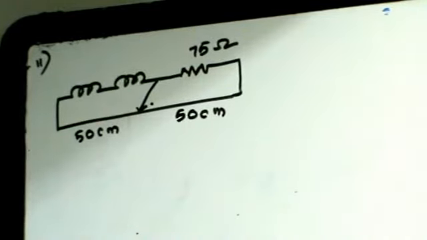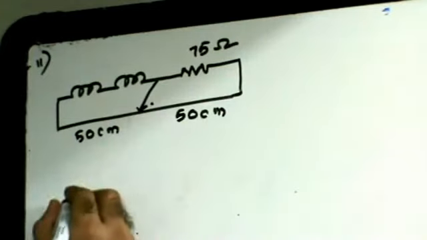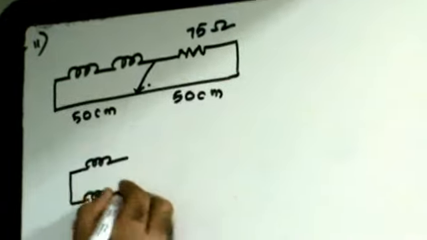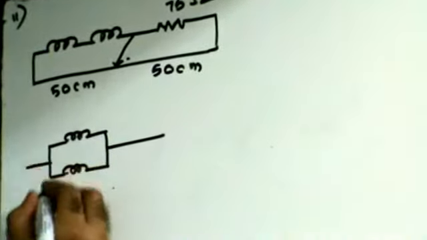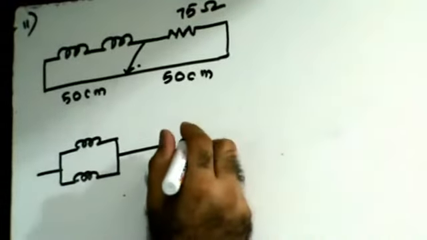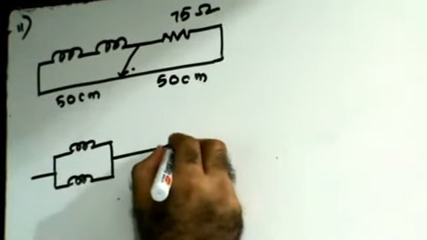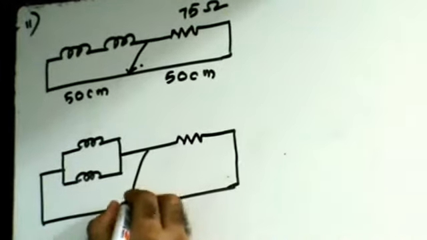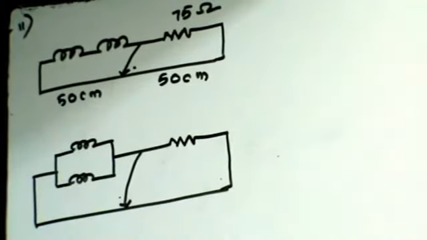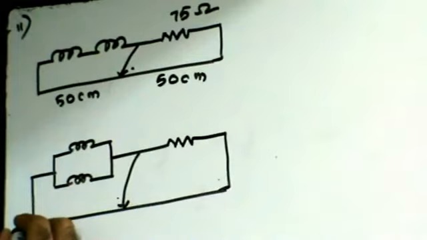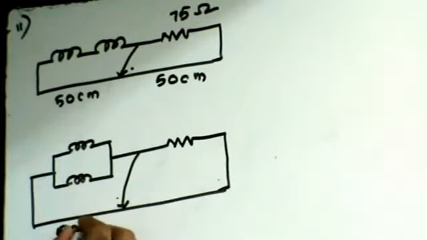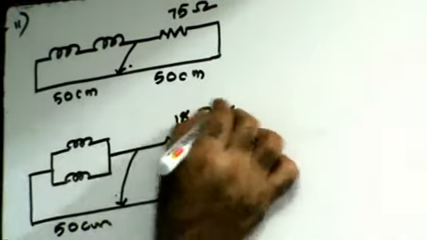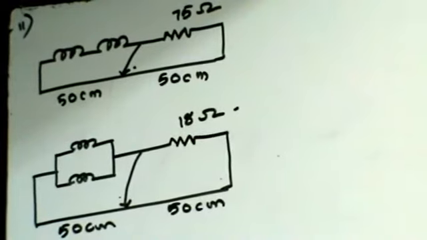The two coils are now connected in parallel, and the null point is obtained in the middle by putting 18 ohms in the other gap.